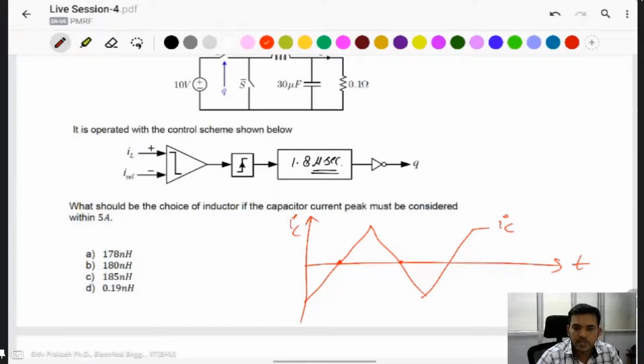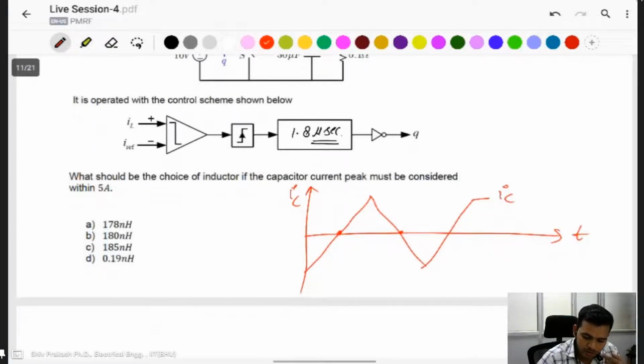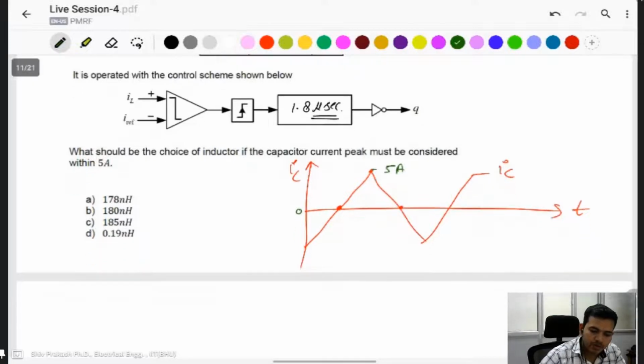In the capacitor current, because the capacitor average current is 0. That's why the capacitor current peak is given. Peak means 0 to, not given the peak to peak, so given the peak. Peak means this one is 0 to 5 ampere. If you find delta IL, it is 2 times this peak. Delta IL is equal to 10 ampere. But it is given not more than, consider within 5 ampere, so it's not more than 10 ampere.